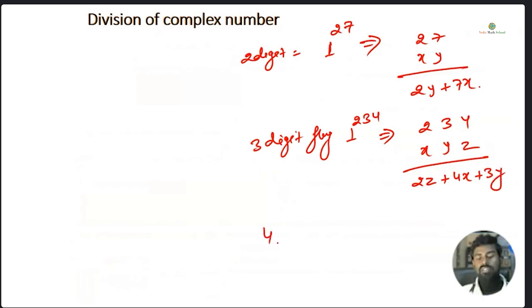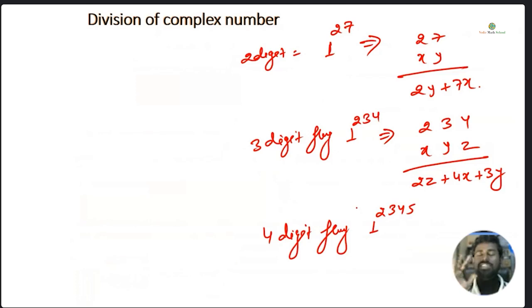If this is a 4-digit flag, like 1, 2, 3, 4, 5. What does it mean? It means this is a 5-digit divisor. Have you done any divisor in your life with a 5-digit divisor? No. Probably no. But because we are discussing the concept, I'm just giving you the idea of how it will happen if this kind of number comes.